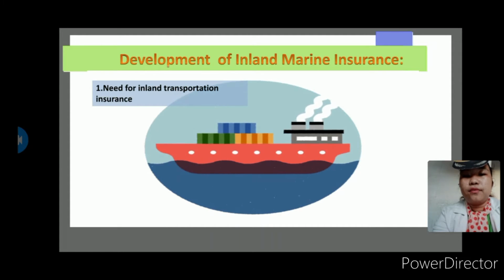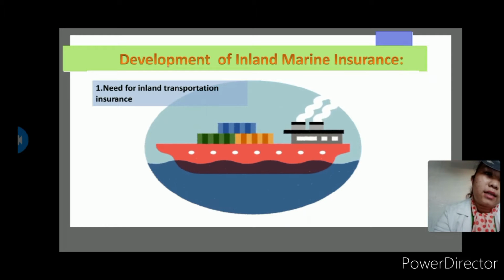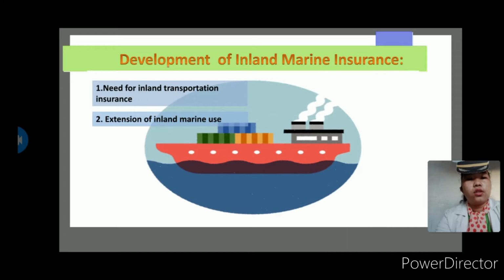At the same time, the development of the land forms of transportation, such as the railroads, motor trucks, and airplanes, called for insurance against the perils of land transportation only. Thus, inland marine insurance, as separate from ocean marine insurance, originated. So, from the word itself, inland, this is now covering goods which are in transit on land. Next, we have the extension of inland marine use.